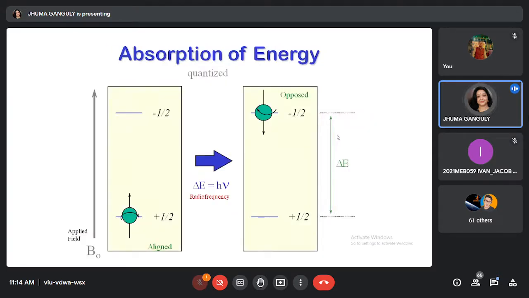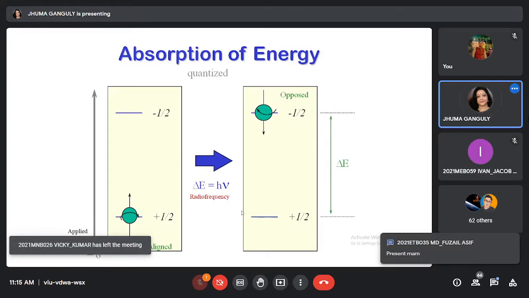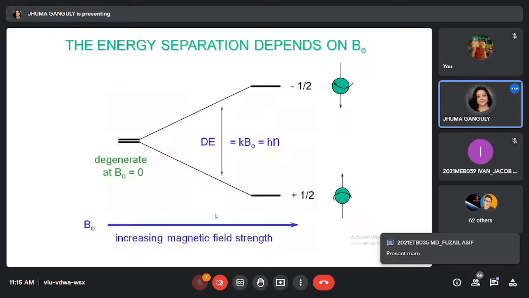So, absorption of energy: what is absorption of energy? This aligned position can be transformed to the opposed one, and that is delta E equal to h nu. This is radio frequency that we measure by its resonance. So it moves up when we irradiate the molecule with radio frequency such that they resonate in a particular way, and then come down, so that we can measure this value. These are some parameters.